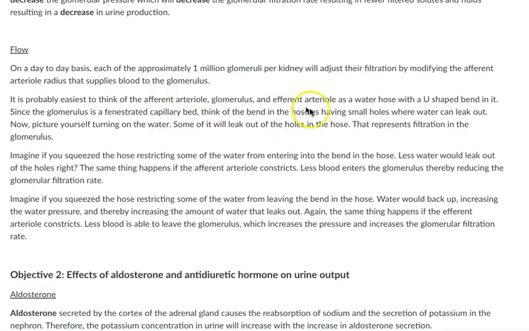So that U shape is the glomerulus, and there are lots of holes in it. As I increase pressure going into that, if this was a hose, the water would squirt more out of the holes as I increase the flow into that bend or curve. If I decrease the amount of flow going into that bend or curve that has a hole in it, the less water will leak out.